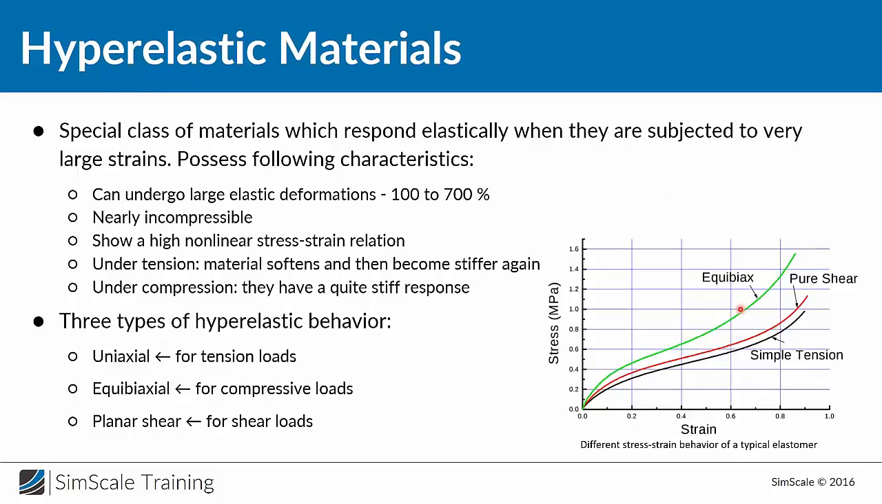So every one of these curves is representing another kind of material or hyperelastic behavior. So we have uniaxial behavior, which is used for tensional loads. We have, which we can see here, equibiaxial, which is used for compressive loads, and we have planar shear, which is used for shear loads. They basically all have the same shape, but they are still looking different.